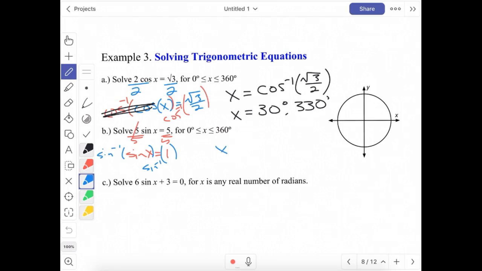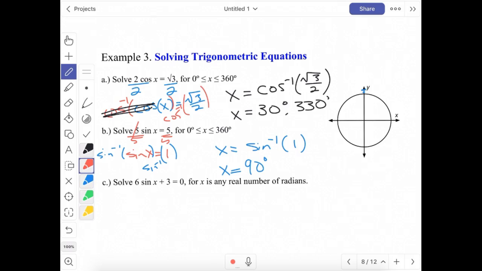So x is equal to the sine inverse of 1. Now there's only going to be one value that gives you, there's only one degree or radian where sine has a value of 1. That's going to be at 90 degrees. If we go straight up to the top, our cosine is 0, our sine is 1. Anywhere else, that value would be a negative. So if we went down to 270, that would be a negative 1, so that wouldn't work. So x is equal to 90 degrees.